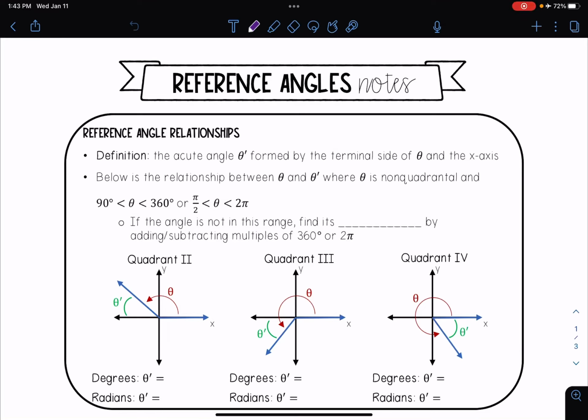Hello everyone. In today's lessons, we're going to be talking about reference angles. So first we're going to talk about reference angle relationships.